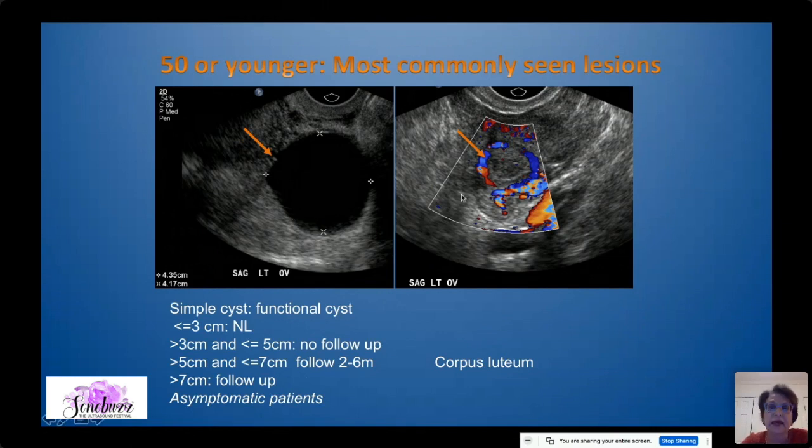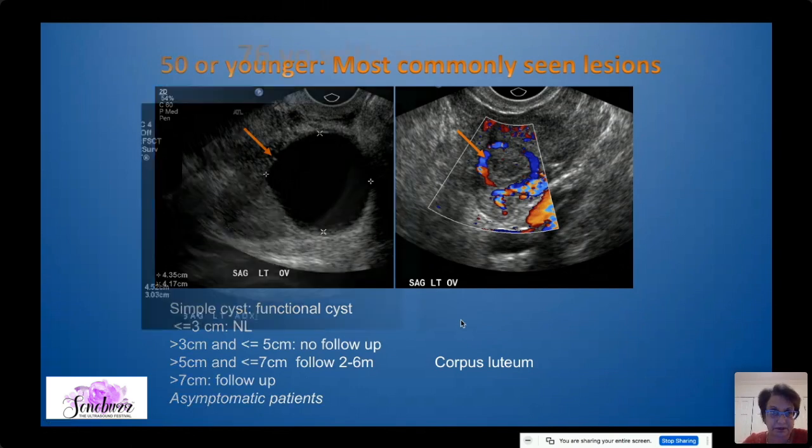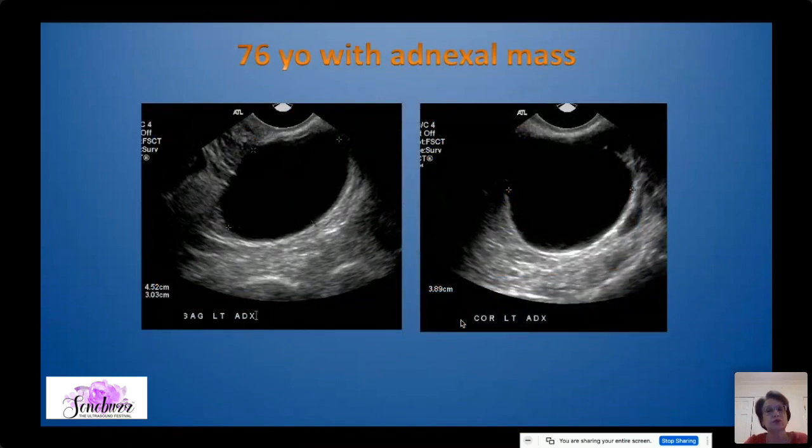And this is just an example of a corpus luteum, which has fluid and vascularity around it that we all know about. And because of this vascularity, they can sometimes bleed and become hemorrhagic cysts. Now, in an older woman, it's a little bit different. So this is a 76-year-old woman who has an adnexal mass. You see this about 4.5 centimeter. It's also completely anechoic with a thin wall. So it's a simple cyst.